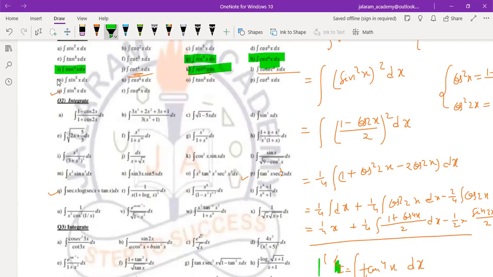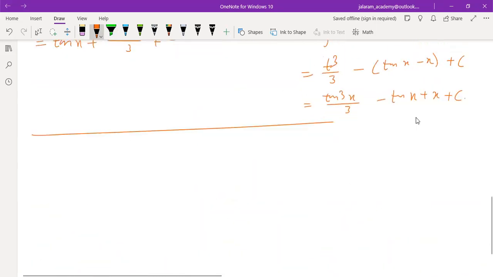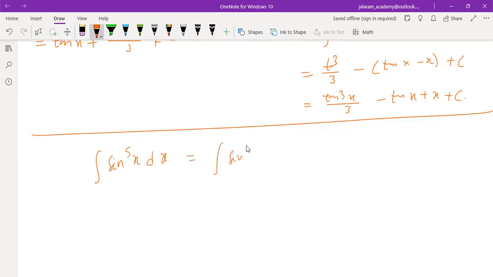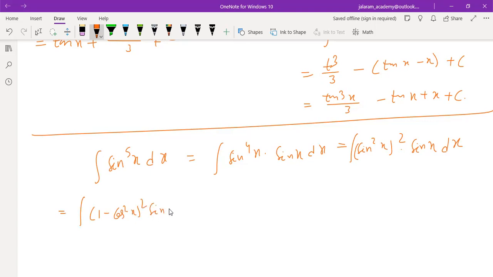The next is sine to the power 5x. So how to solve sine to the power 5x? Integration of sine to the power 5x. First write it as sine to the power 4x into sine x dx. Then write sine square x whole square into sine x dx. Then write this sine square x as 1 minus cos square x, whole square, into sine x dx.